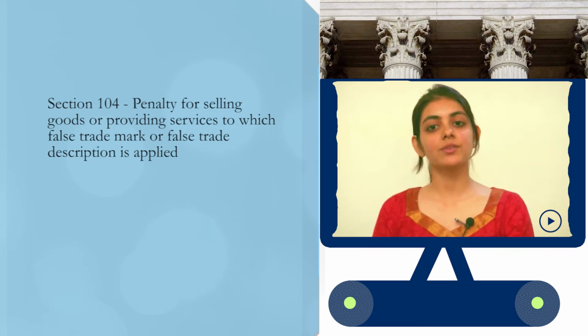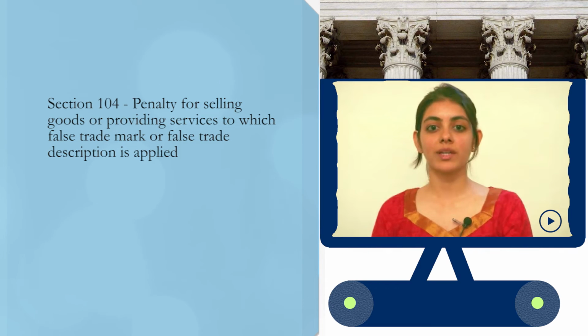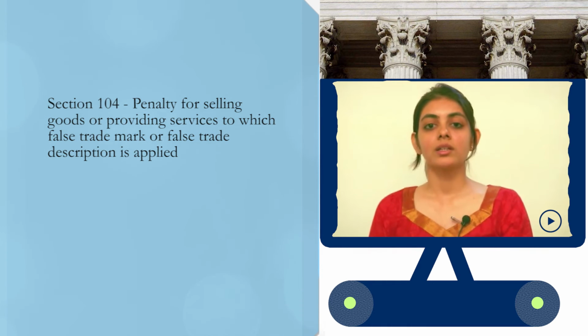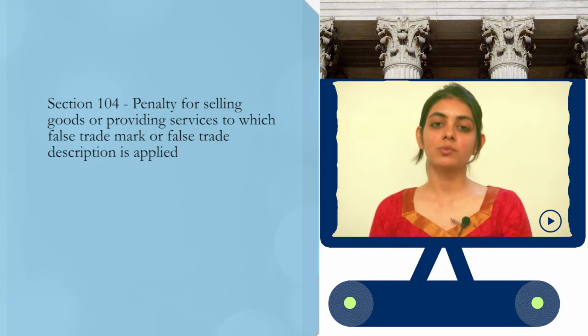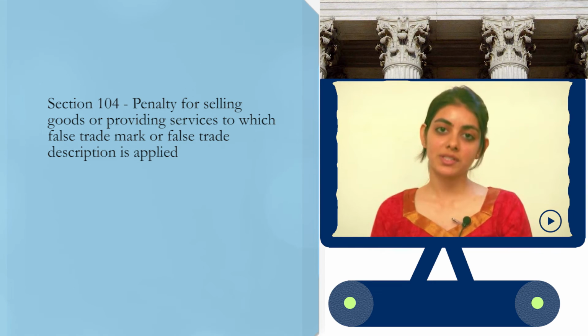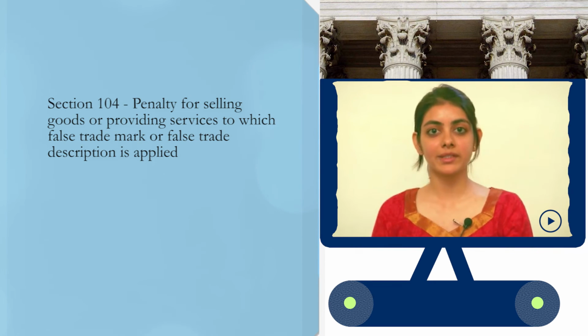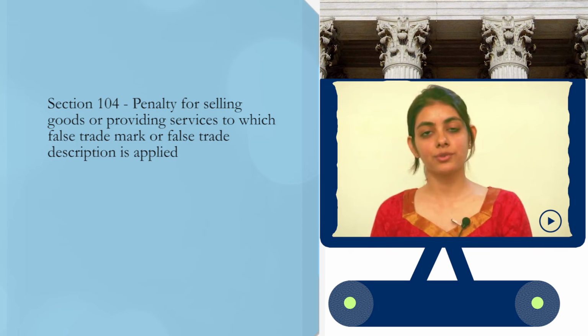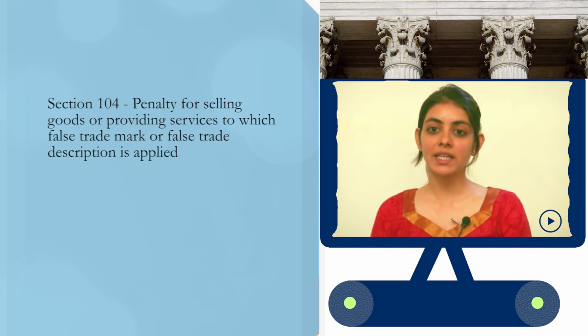We will now cover the second penal provision in the Trademarks Act, which provides for penalty for selling goods or providing services to which false trademark or false trade description is applied. You may recall that section 103 dealt with actually falsifying trademarks or falsely applying trademarks, while section 104 deals with penalty for selling or providing services to which false trademarks or trade descriptions are applied.